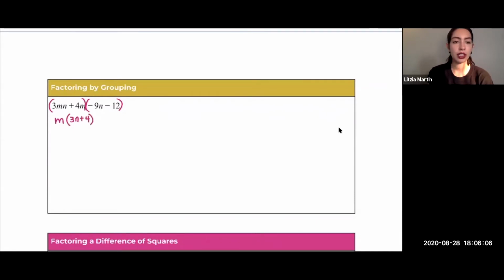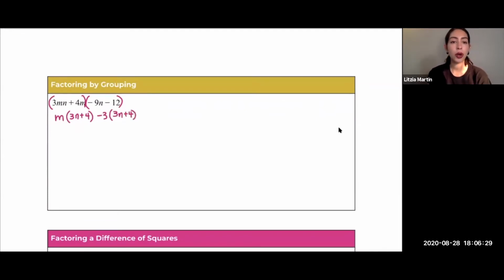And over on the parentheses to the side here, I need to think of what do negative 9n and negative 12 have in common. So I know that they have a negative 3 in common. So I'm going to factor that out, and that leaves me with 3n plus 4. Now, what we're looking for when we are factoring by grouping is for these terms in parentheses to be the same. So in this case, 3n plus 4 is the same on both sides.